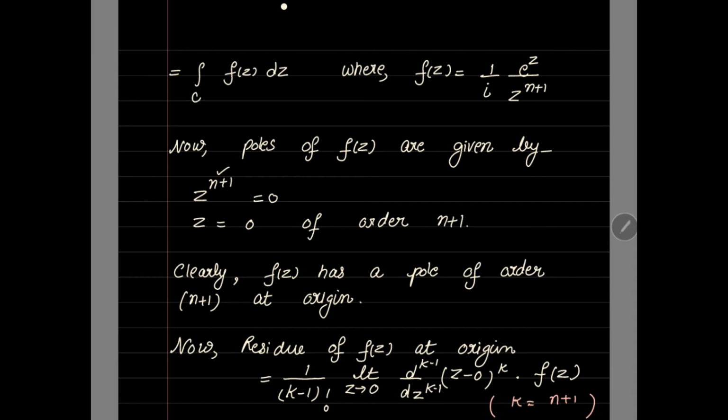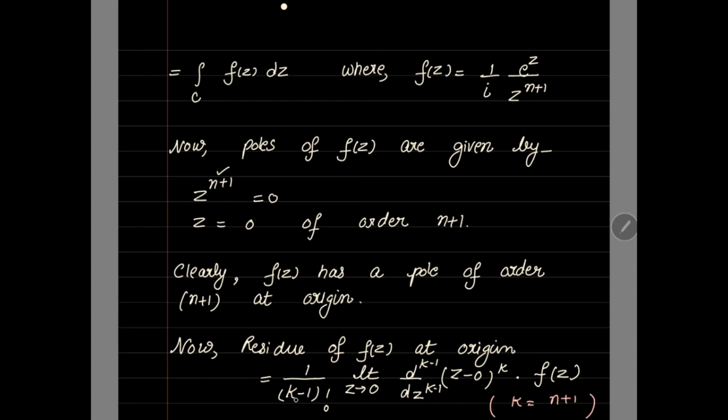And now I'm going to use the formula to calculate the residue, because I have a pole of order n plus 1. Now z equal to 0 is falling inside the circle, mod z equal to 1. So clearly f of z has a pole of order n plus 1 at the origin, and I'm going to find the residue of f of z at z equal to 0. The residue of f of z at the origin is equal to, I know the formula, 1 over k minus 1 factorial, limit z tends to 0, we have to differentiate z minus 0 to the power k into f of z, k minus 1 times. Now here k is n plus 1, right?